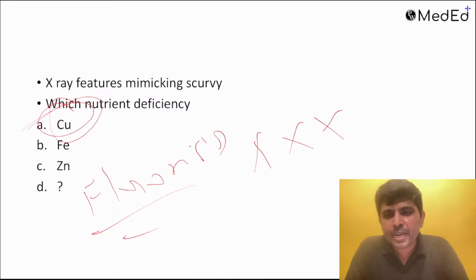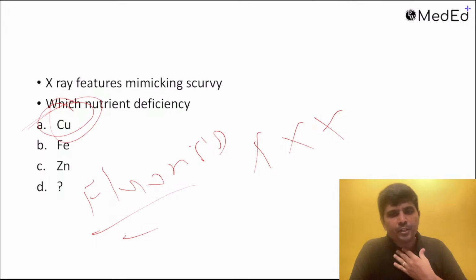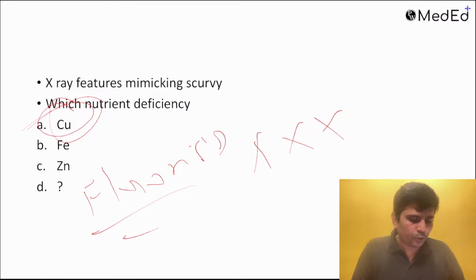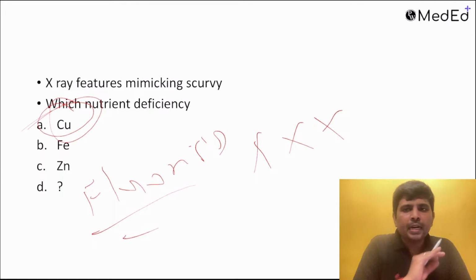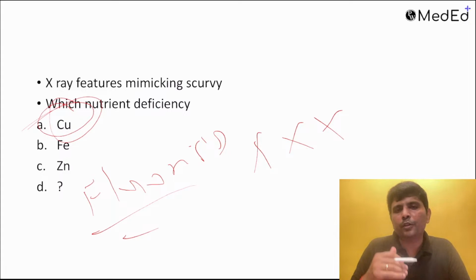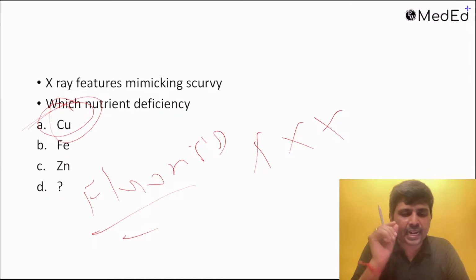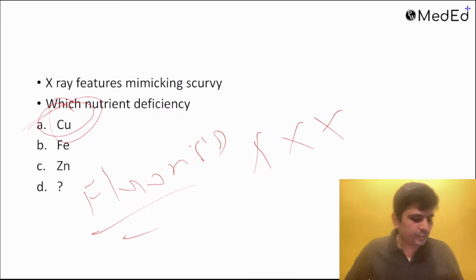It doesn't mean that you need to have a kinky hair disease to have features of copper deficiency. It is just nutrient deficiency, copper deficiency. It is a clear-cut, straightforward question. You can refer to Nelson or OP Ghai. Skin depigmentation, features of scurvy, anemia, neutropenia are classical features of copper deficiency. Don't worry, it is copper. It is not at all fluorosis. Okay, then what are all the questions?